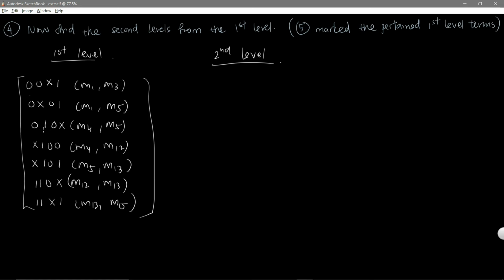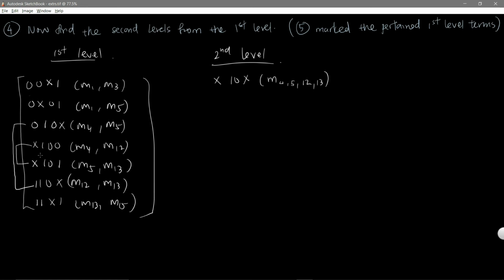Let's move on. 0, 1, 0x, 1, 1, 0x. You can see that these two can be paired up. x1, 0, 0, x1, 0, 1. These two can be paired up. Alright. So 0, 1, 0x and 1, 1, 0x can be written as x1, 0x. And they come from m4, 5, 12, 13.